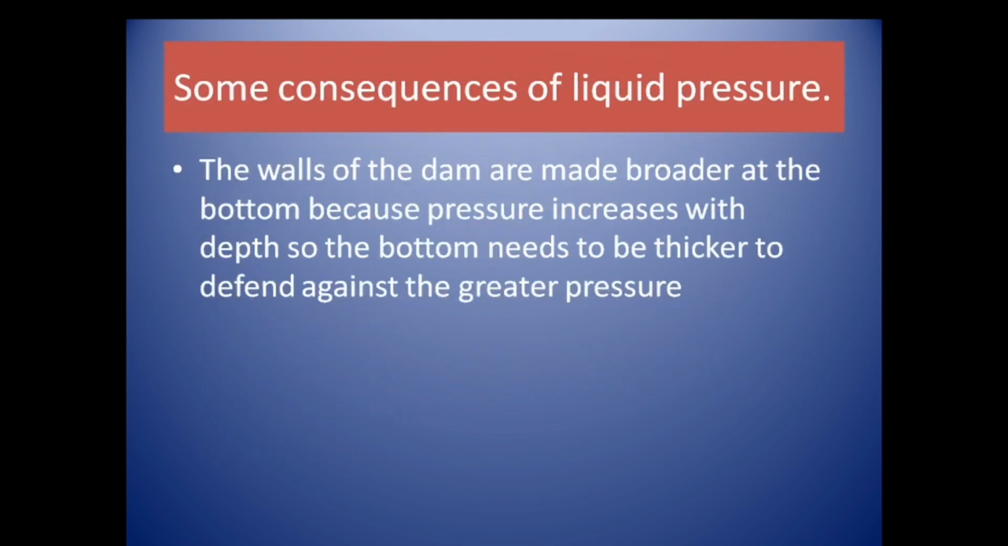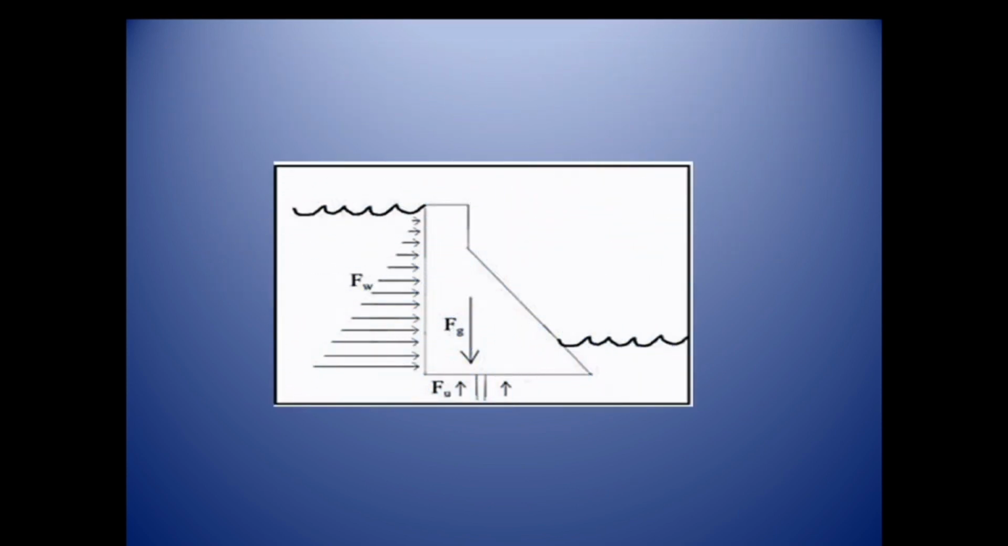Some consequences of liquid pressure: the walls of the dam are made broader at the bottom because liquid pressure increases with depth. So to withstand the high lateral pressure exerted by the liquid, the bottom of the dam is made thicker. It is clear from this diagram.